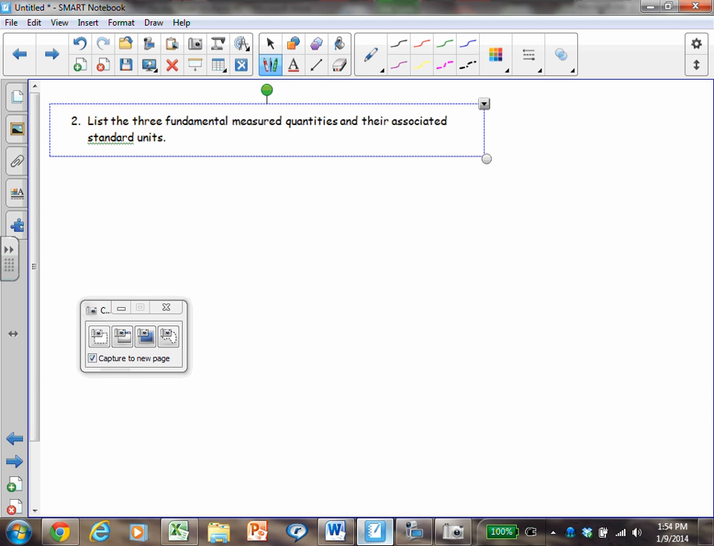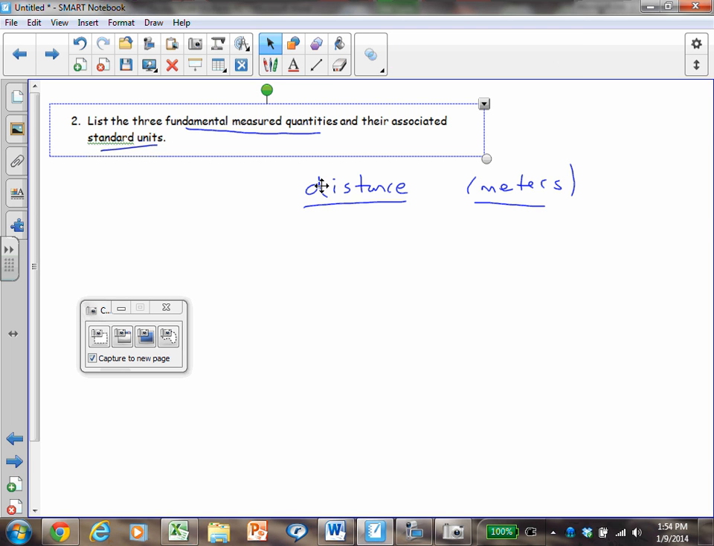What's the first? Distance. I think that's what. So the fundamental quantity is distance. The associated unit is meters, right? What's another one, Vera? Seconds is the units. Sorry. And time. One more, Carolyn. Mass.